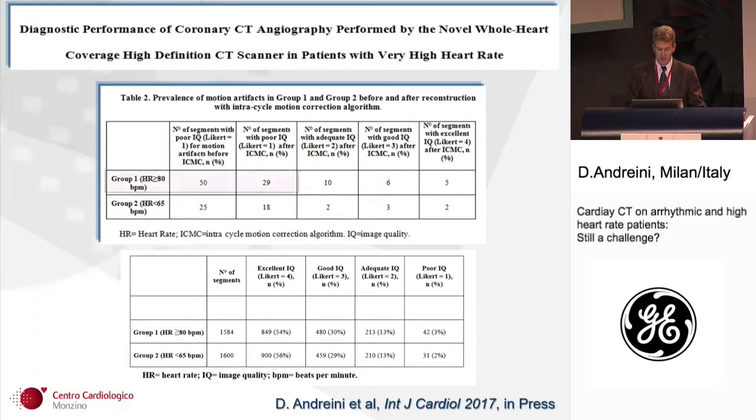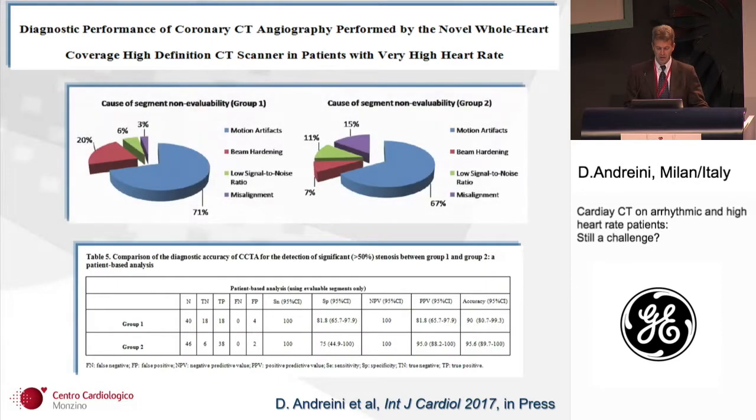The role of SnapShot Freeze in this setting, also with Revolution CT, is important, particularly in patients with extremely high heart rate, allowing to solve more than 50% of residual motion artifacts, and accordingly, the image quality assessed by a Likert scale, in a qualitative fashion, was identical in the two groups, with the same distribution of artifacts and with no differences in the diagnostic accuracy, assessed in a retrospective fashion in comparison with CAT when patients underwent the invasive modality after CT.